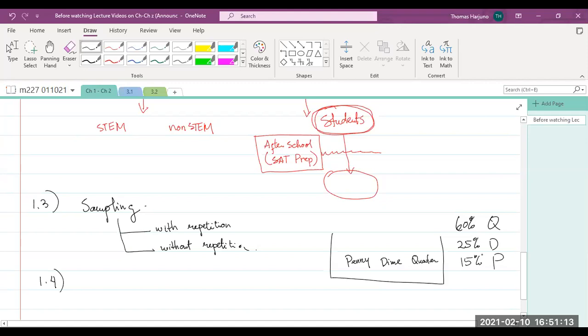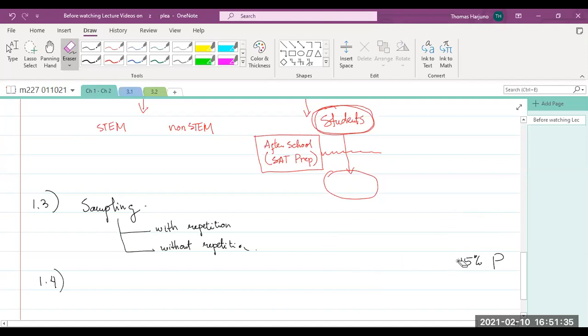Okay, but the thing is, when you shake it and have one coin coming out, it is possible that it's the same quarter coming out 600 times out of 1,000 times shaking it, right? So this is with repetition. Okay, but in other cases, you may have a sampling where you will not get the same objects coming out again. Now, 1.4 is how to obtain a sample.